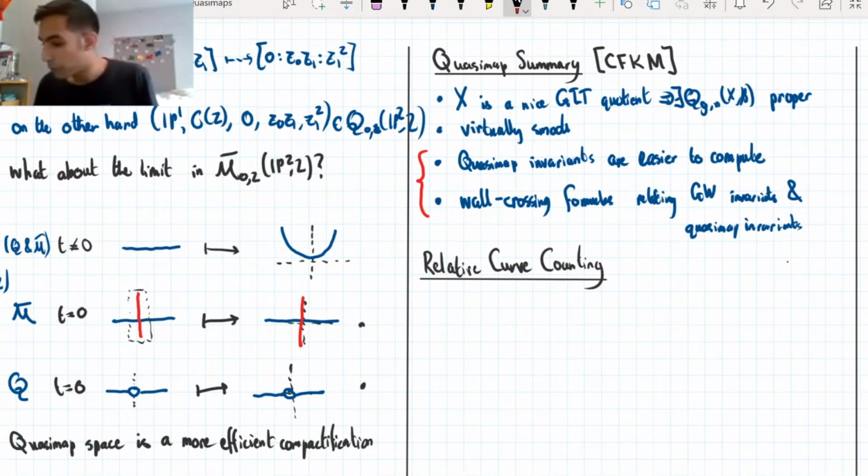Okay. So that was my quick fire summary on Quasimap theory, and now I want to talk about, so the title was logarithmic Quasimap, so now I want to get onto that part. But are there any questions?